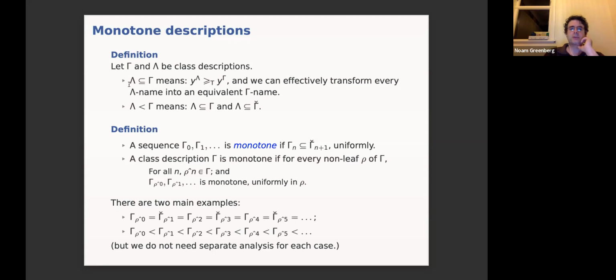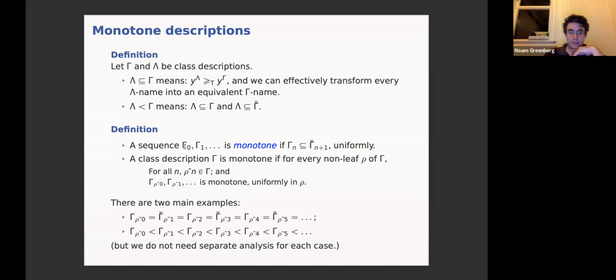First of all, we have this notation of a subset for class descriptions rather than classes, by which we mean effective containment. Lambda is a subclass of gamma effectively if I can take any lambda name and transform it computably into a gamma name of the same set. And y lambda computes y gamma is necessary for this process to make any sense. Lambda is strictly below gamma means lambda is a subset of delta of gamma.